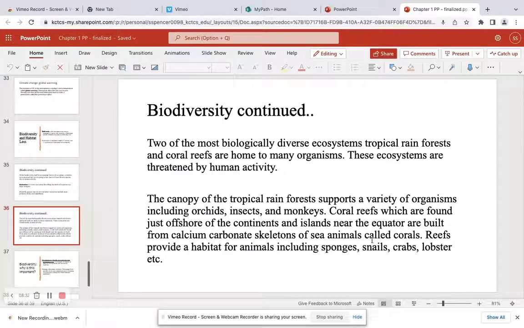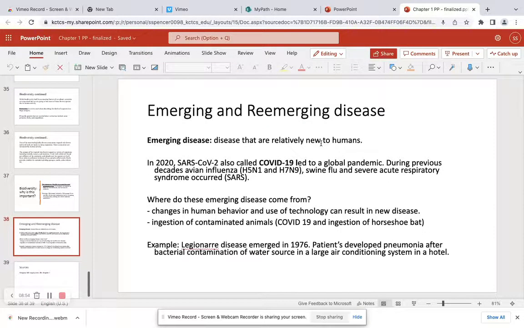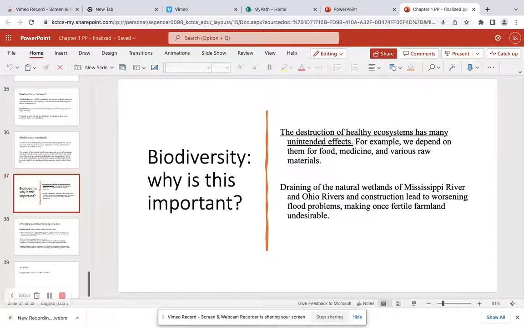Corals are skeletons of sea animals. Reefs provide a habitat for animals including sponges, snails, crabs, lobsters, etc. So the destruction of healthy ecosystems has many unintended effects. It's important. So pretty much from these slides, just know how we are resulting in less biodiversity. Essentially, it's through the destruction of healthy ecosystems.